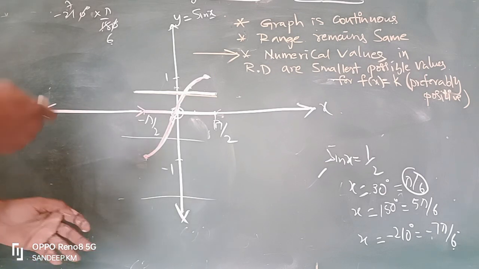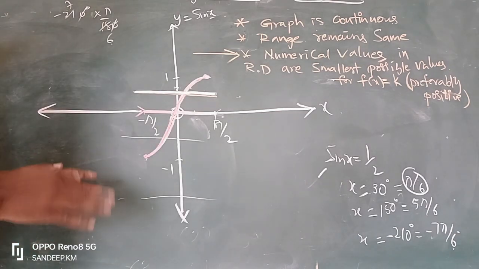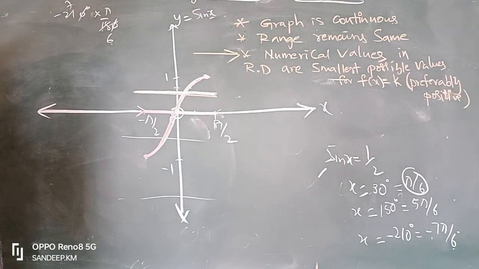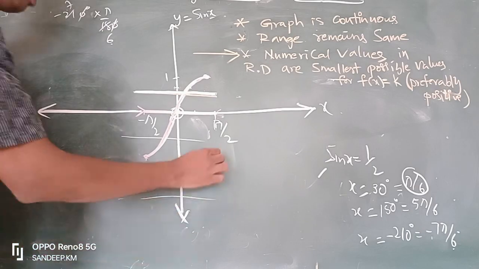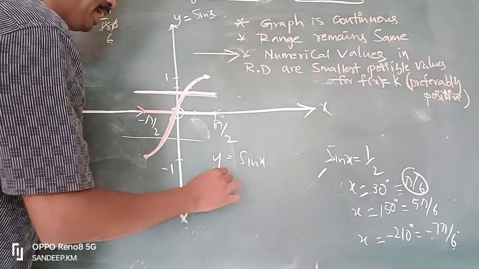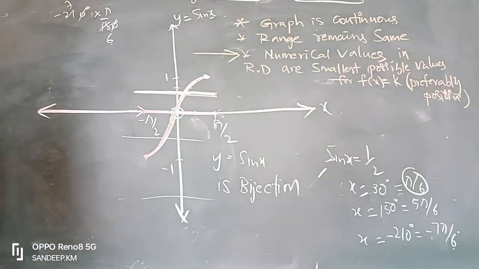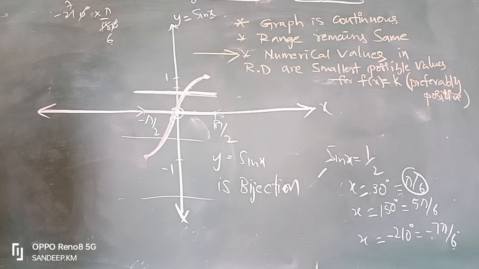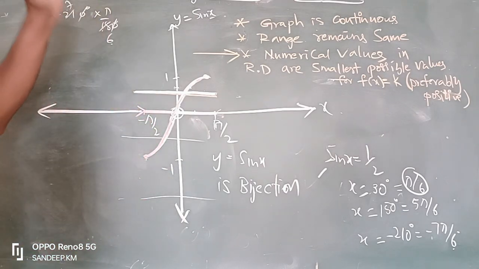We will learn more about one-one and onto functions in the chapter on functions. Now, dear students, after restricting the domain, the sin x function is a one-one function and already it is an onto function. Therefore, y is equal to sin x is a bijection. It is a bijective function. Since it is a bijective function, its inverse exists.